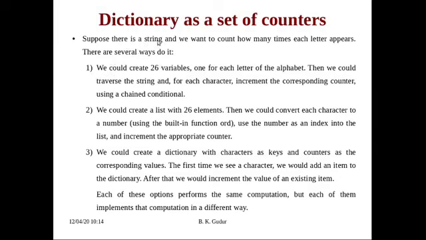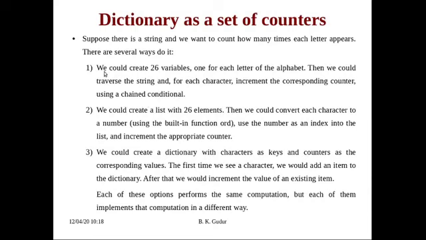Suppose there is a string and we want to count how many times each letter appears; there are several ways. Consider "technology park" as one string, and I want to find how many times T appears, E appears, K appears. To do that, there are basically 3 ways. The first one is that we could create 26 variables, one for each letter of the alphabet. Then we could traverse the string, and for each character increment the corresponding counter using a chained conditional.